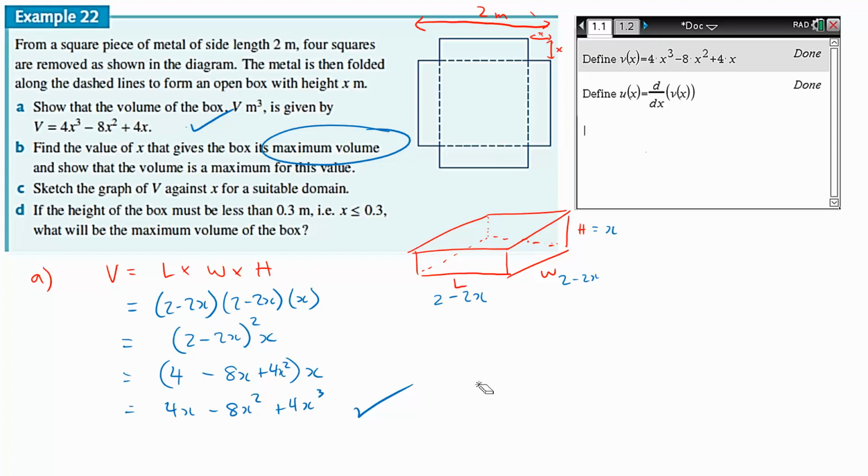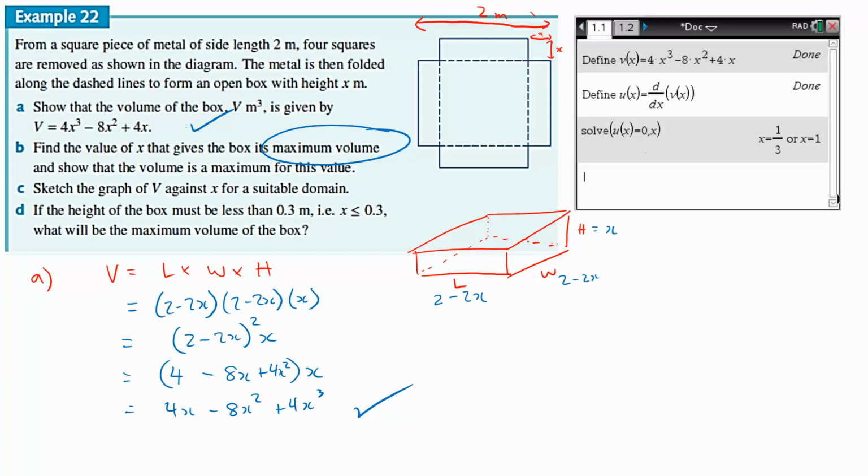So if you do it on a CAS, I always like to define. That's the encouragement I always tell you guys to do, especially with analysis questions. I define V as my cubic equation. I define U, you can use any letter you want, I just call it U, as the derivative of V. So U is the derivative of V, or V dash, and what we want to do is solve for the derivative when it equals 0. So when the derivative equals 0, find x. And that's exactly what I'm going to do here.